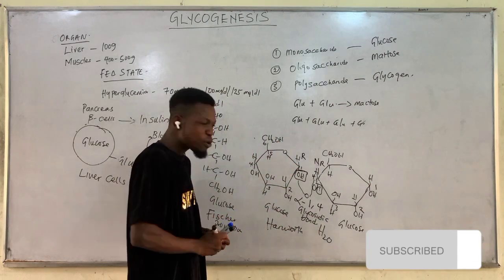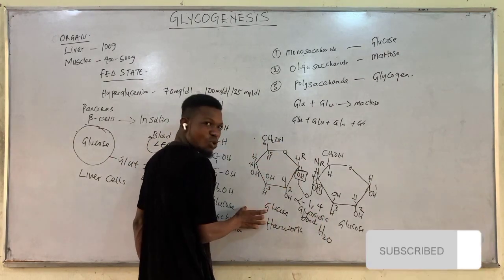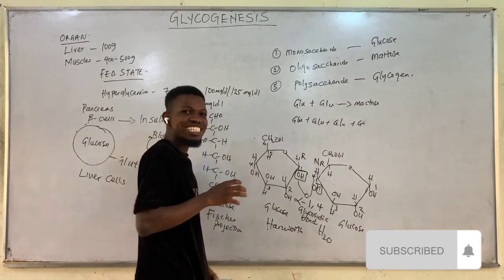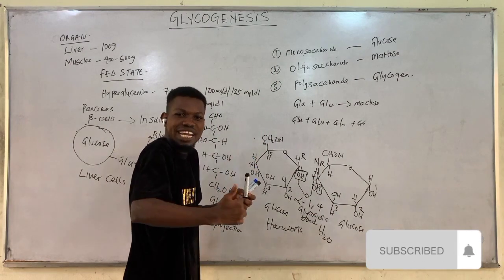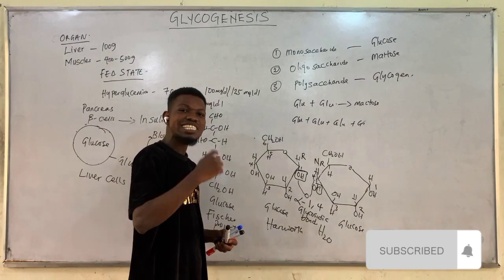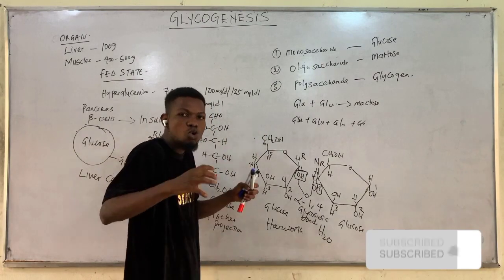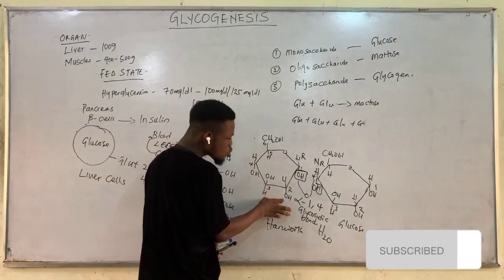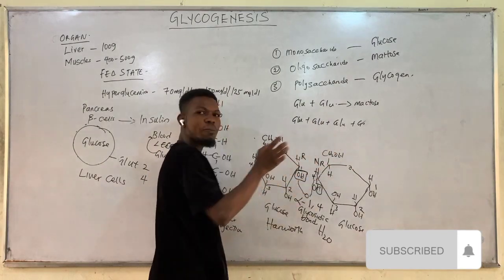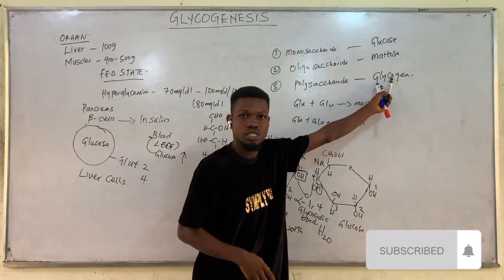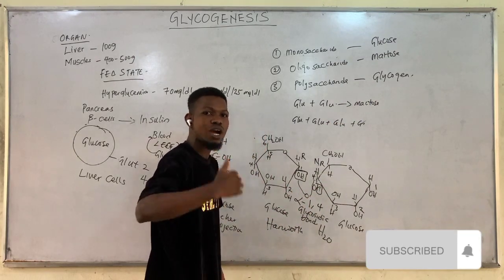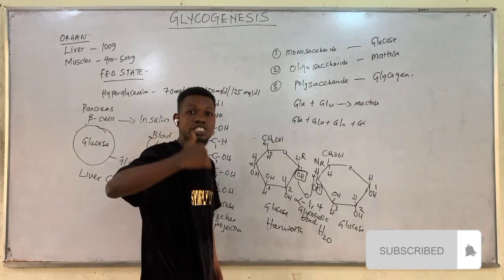Yes, it is an alpha 1,4 because it exists between the carbon 1 of this glucose and the carbon 4 of this glucose. In the process of glycogenesis, I will be explaining how glucose combines together with alpha 1,4 glycosidic bonds to give us glycogen, because we want to synthesize glycogen from glucose. So when thousands of glucose combine together, it gives us glycogen. What exists between each glucose is the alpha 1,4 glycosidic linkage, or bond.